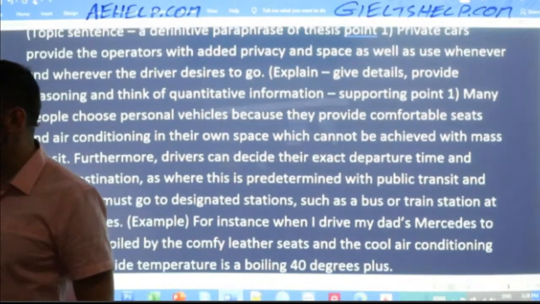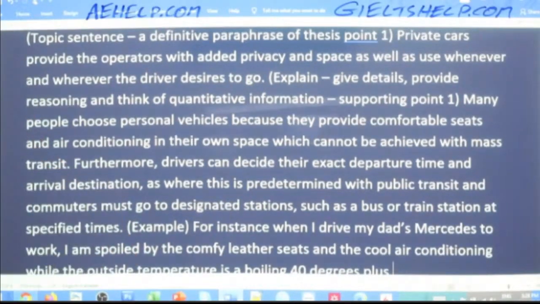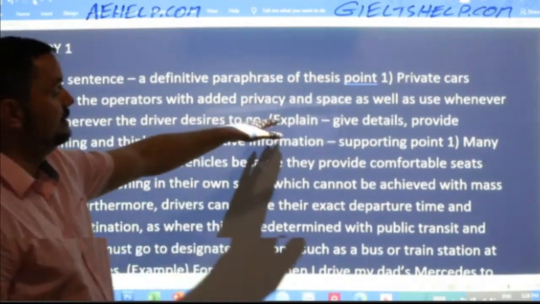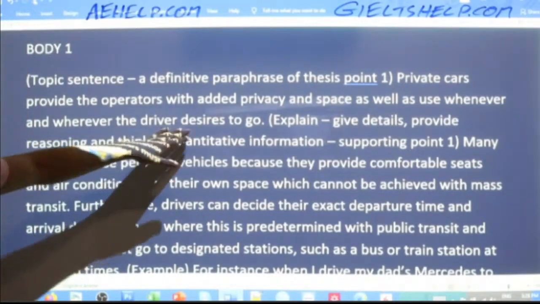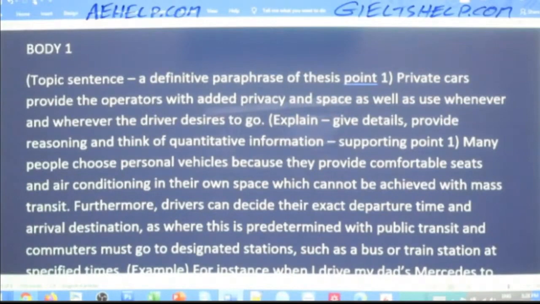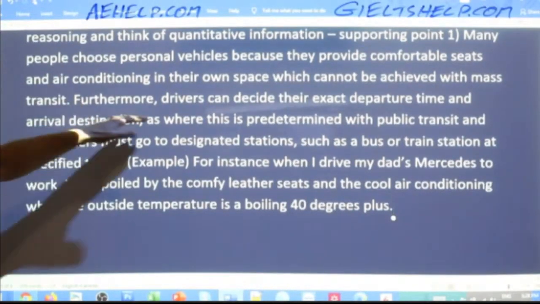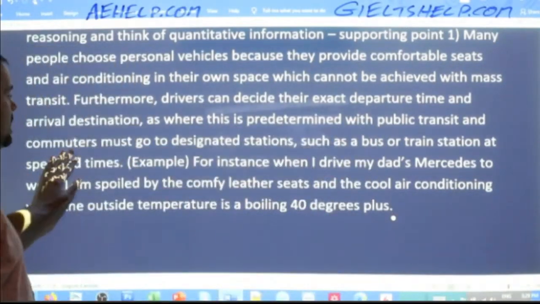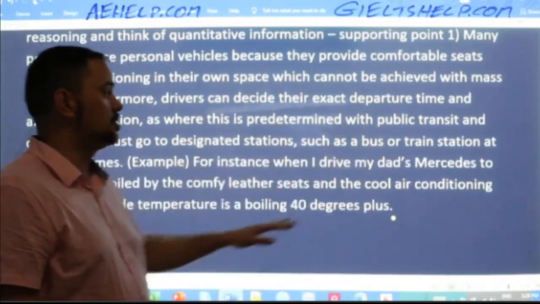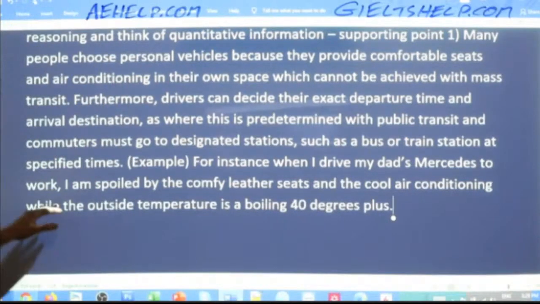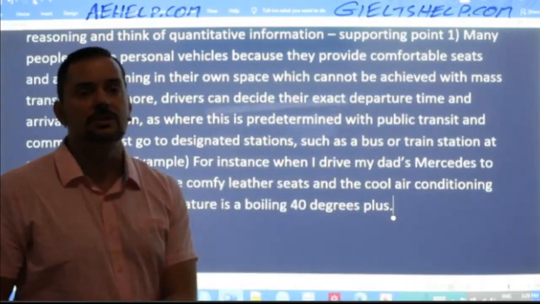All right, so here is my body paragraph one, which is directly expressive of my thesis point one. Private cars provide the operators with added privacy and space, as well as use whenever and wherever the driver desires to go. Many people choose personal vehicles because they provide comfortable seats and air conditioning in their own space, which cannot be achieved with mass transit. Furthermore, drivers can decide their exact departure time and arrival destination, whereas this is predetermined with public transit, and commuters must go to designated stations, such as a bus or train station, at specified times. For instance, when I drive my dad's Mercedes to work, I'm spoiled by the comfy leather seats and the cool air conditioning, while the outside temperature is a boiling 40 degrees plus.